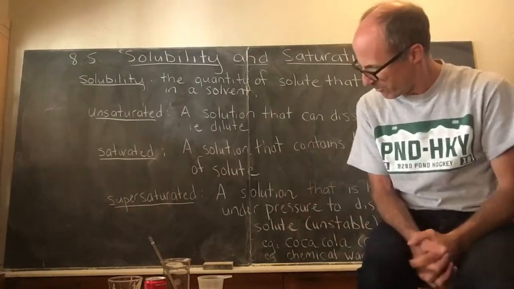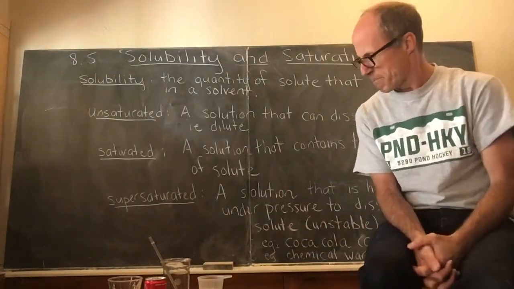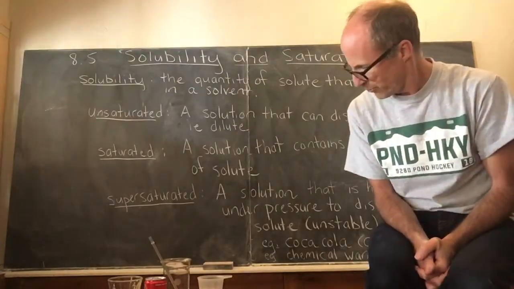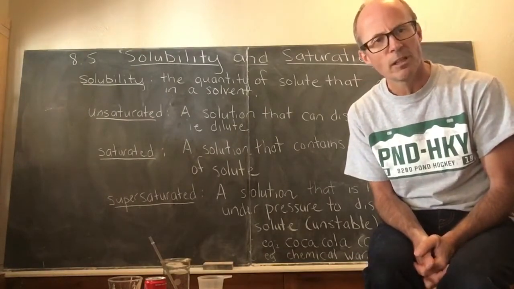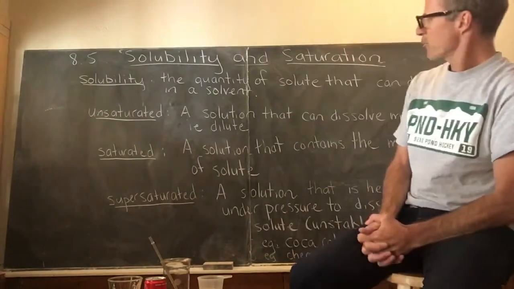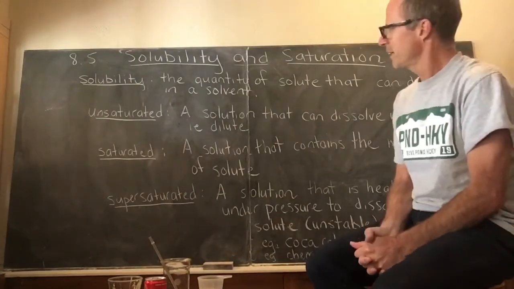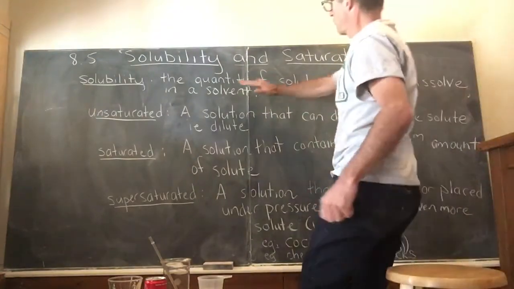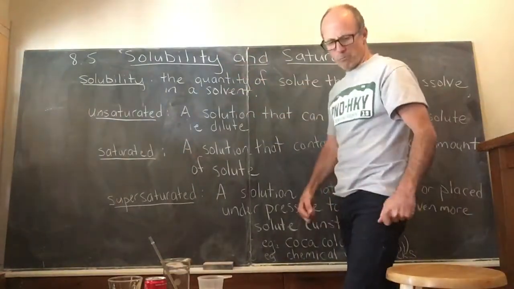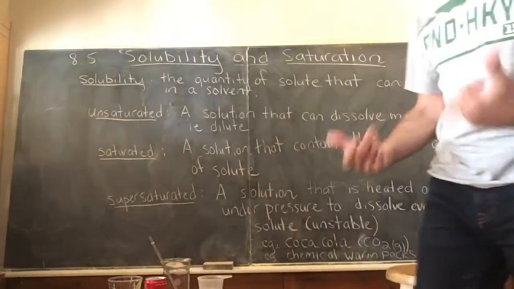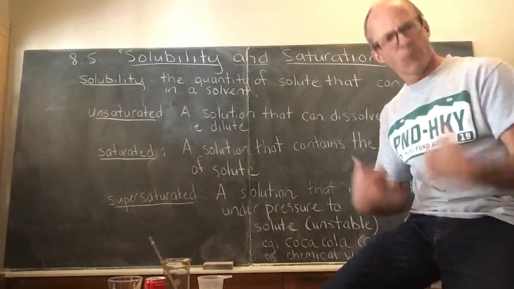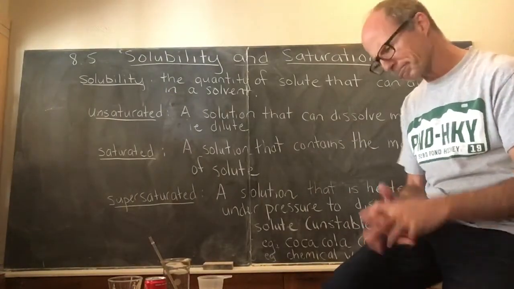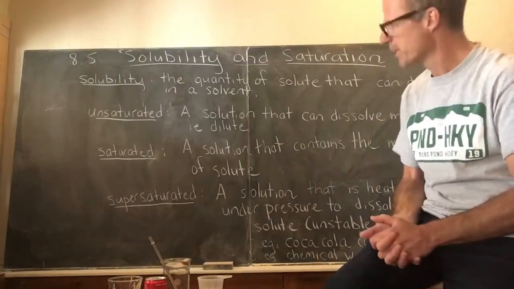Once again, I have looked around the house and I've grabbed a few little chemicals. Some are food sources, and we're going to have a little fun with this. So remember, solubility is the quantity of solute that can dissolve in a solvent. We know from before in the course that certain substances are more soluble than others. We looked at our table and we could predict solubility based on that. Now we're going to quantify it a little bit more.